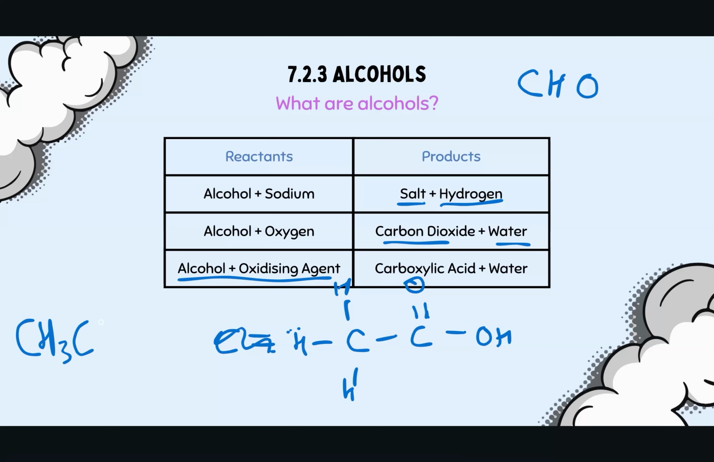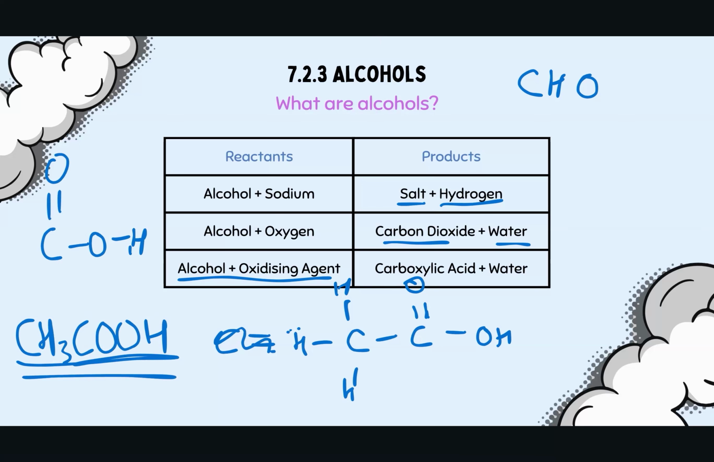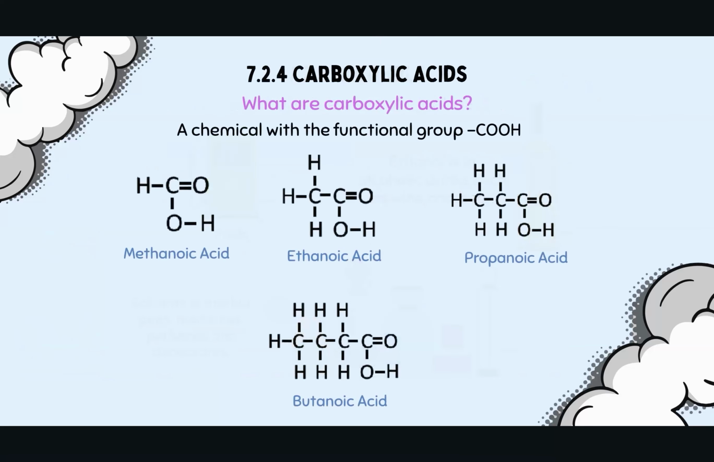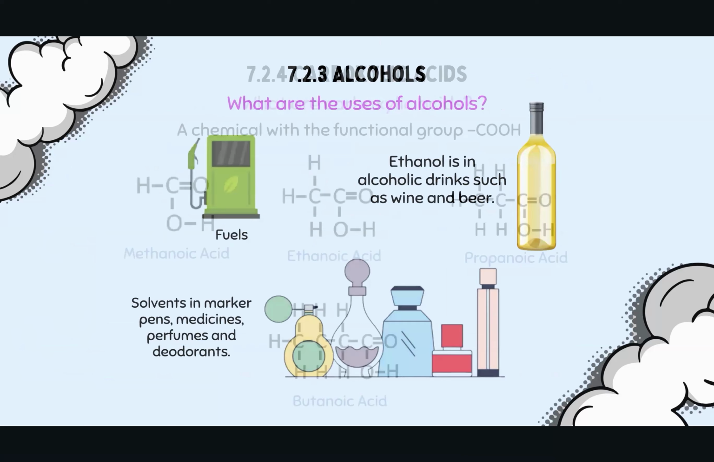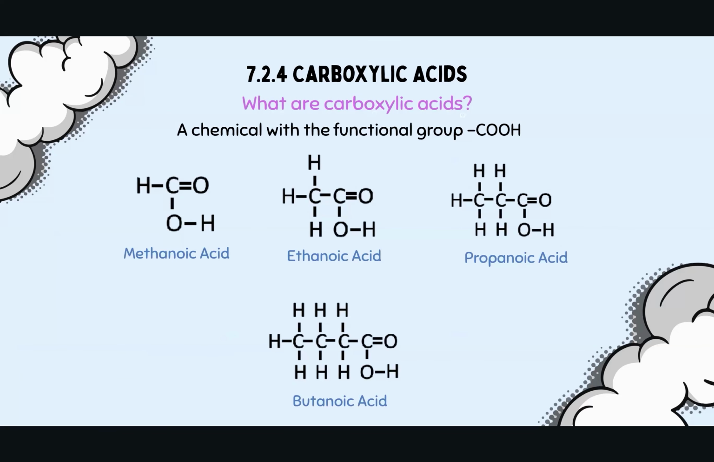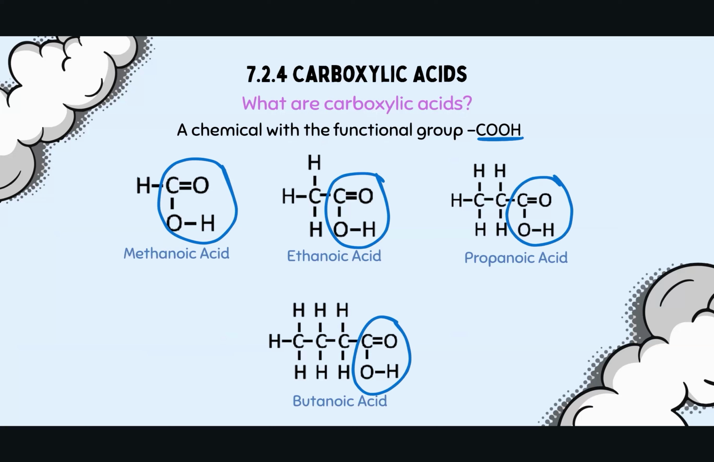But that part there looks like this. So that's a carboxylic acid. That's vinegar. This is specifically vinegar or ethanoic acid, which is a dilute acid. So carboxylic acids are chemicals with a functional group COOH. So look, there's the functional group. There's the functional group. There's the functional group. There's the functional group.